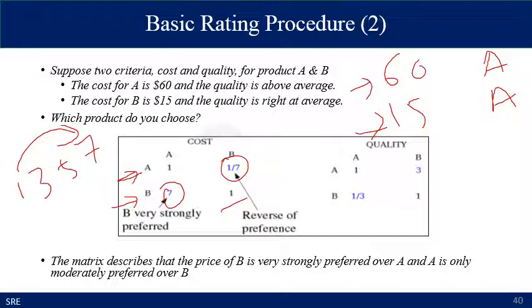Similarly, if you look at the quality, the difference between both qualities is above average and average, that is one step. So again, if the quality of product A is 3 and the quality of product B is 1, on the basis of quality you pick A, and in the reverse direction, you pick product A.